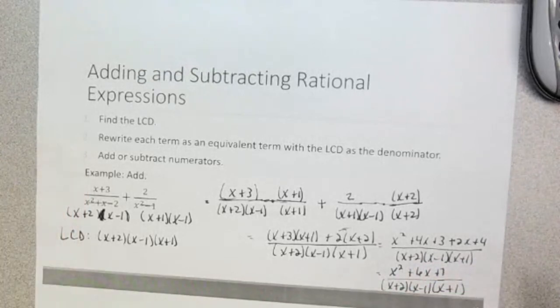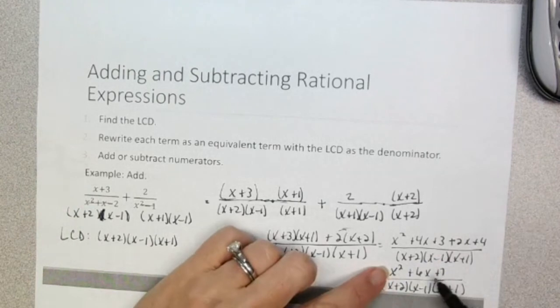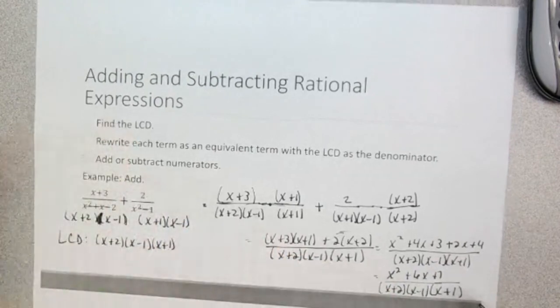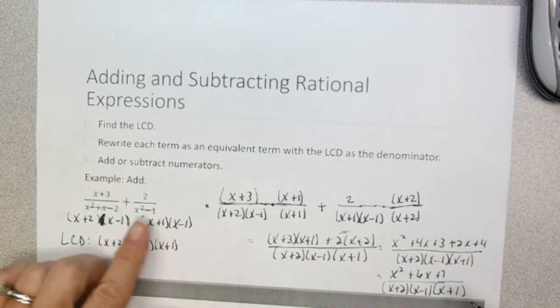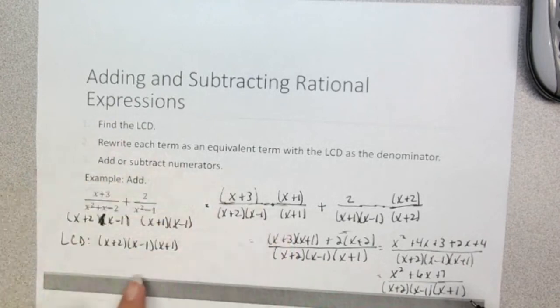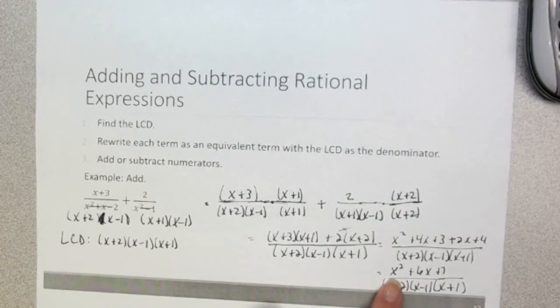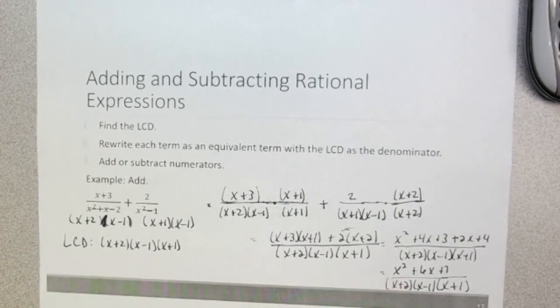All right. And then I could check to see if this factored and anything simplified, but I can tell you right now that when we're adding with having to establish a least common denominator, they're not going to simplify. This doesn't even factor. X squared plus 6x plus 7 does not factor.